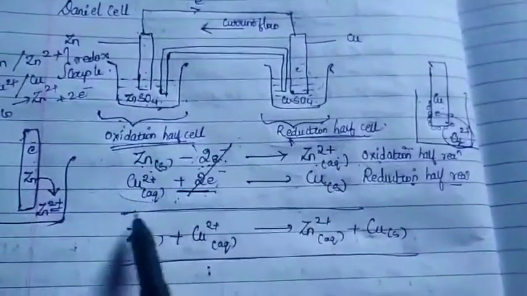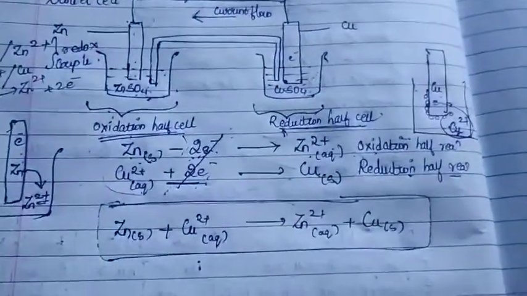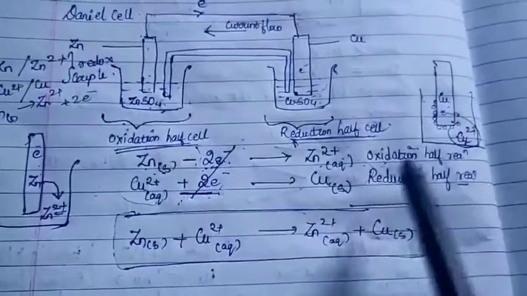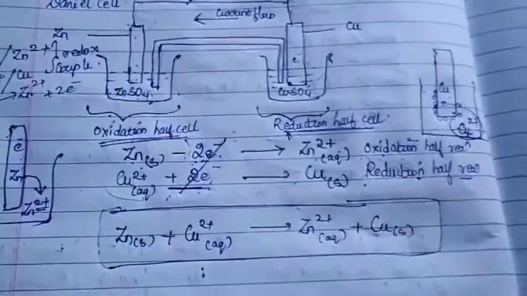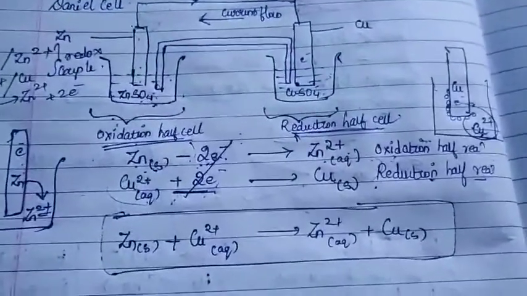So whenever you are writing this one complete cell reaction, remember, first of all, you should know how to write the oxidation half reaction and the reduction half reaction. So they are very much important. Is that clear? I hope so. There is no doubt in it.